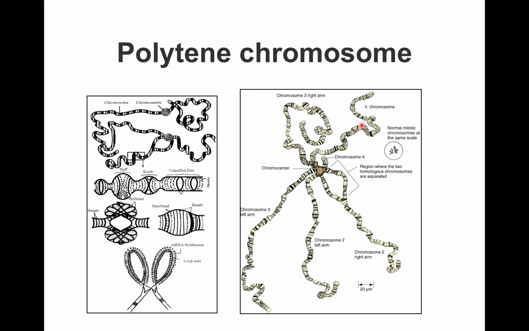So again I am repeating, the first one is the X chromosome. It is the longest arm. Then the second chromosome. Here, this is a second chromosome right arm. Then it is a second chromosome left arm. Then this is chromosome 3. This is a right arm.